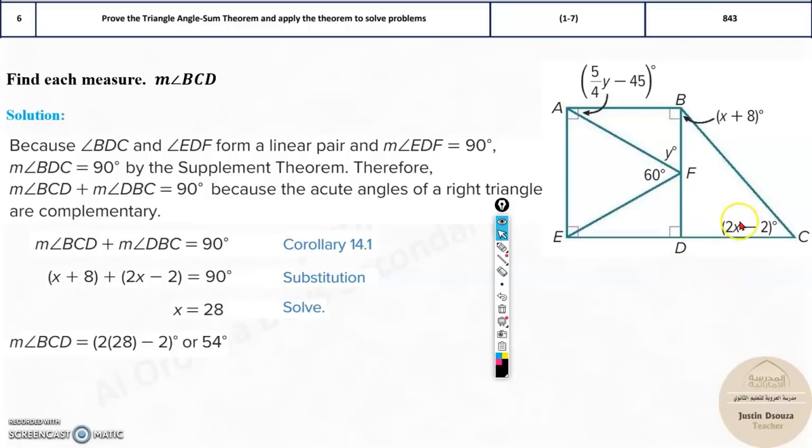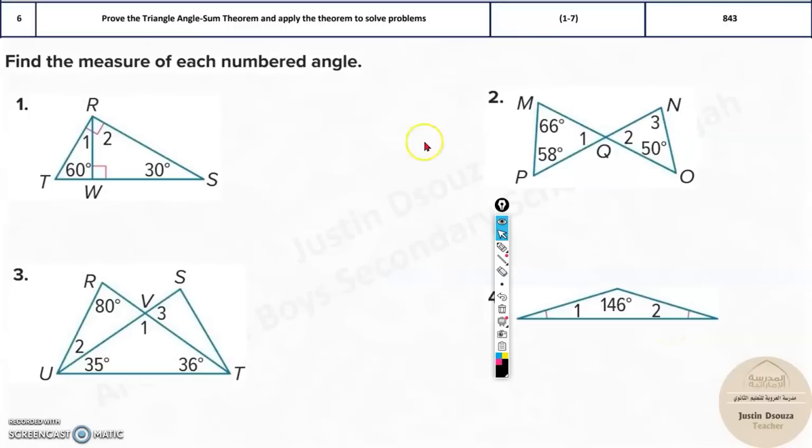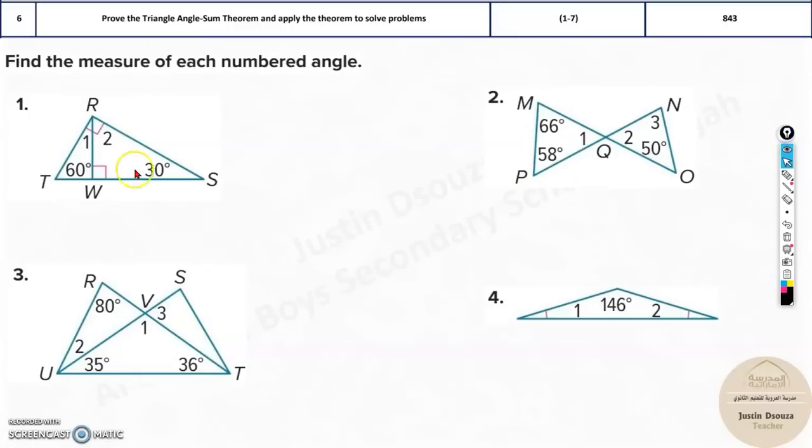Put this back in 2 times x minus 2. Instead of x, you put 28 and then solve it. 28 times 2 is 56. Minus 2 is 54 degrees. So this is the angle of C. So that's it. Similarly, you can solve the others. Now, please do solve these by yourselves and then check the answer. Pause the video now. Try solving it by yourself.